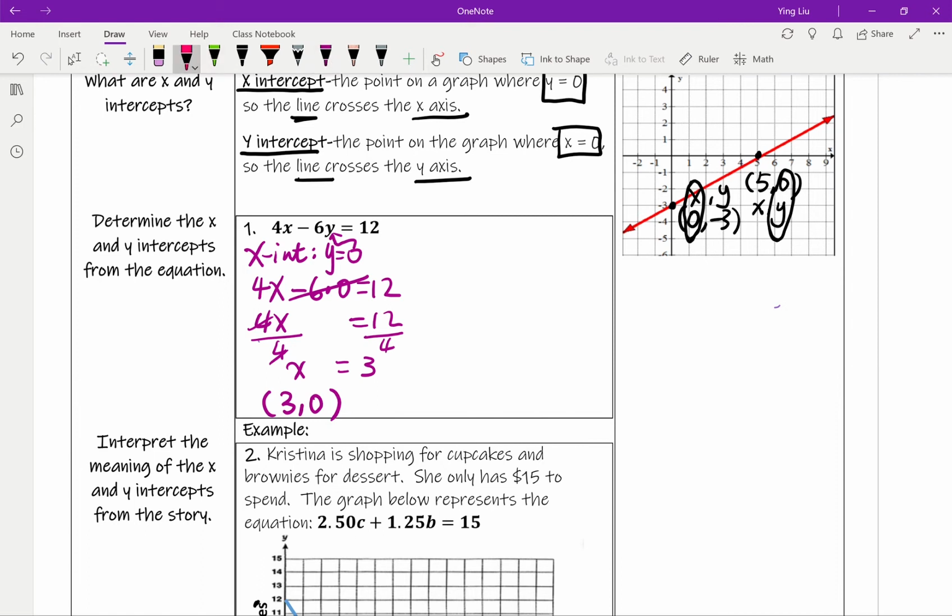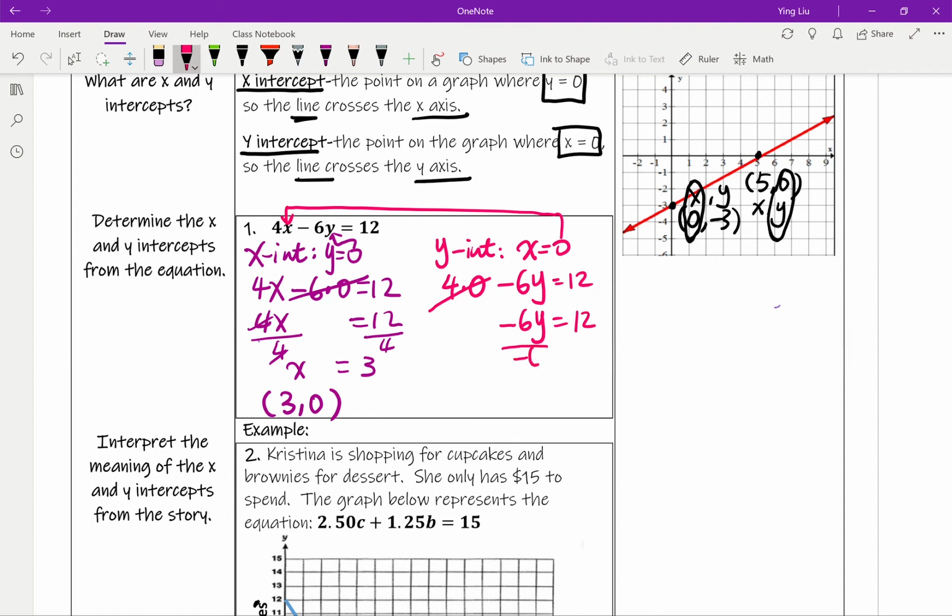We just need to plug in x equals 0 this time. So we're going to use that to plug in here. So we have 4 times 0 minus 6y equals 12. And 4 times 0 is just 0, so that's gone. Now make sure when you bring down this part, you count the negative as well, because the negative is part of this term. So it's negative 6y equals 12.